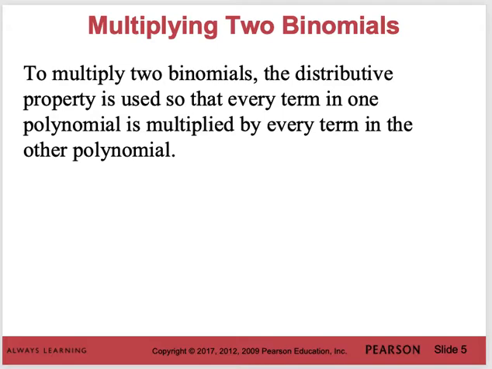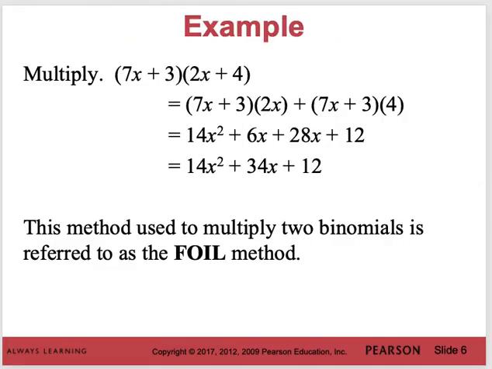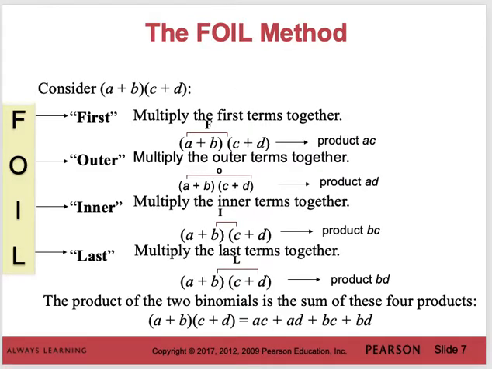Multiplying two binomials, the distributive property is used again, so that every term in one polynomial is multiplied by every term in the other polynomial. Here's an example. A lot of times we can refer to this method as the FOIL method you might have learned. FOIL standing for first, outside, inside, and last. Here's an example using the FOIL method. First stands for multiply the first terms in each of the parentheses together. In this case, the first terms are a times c.